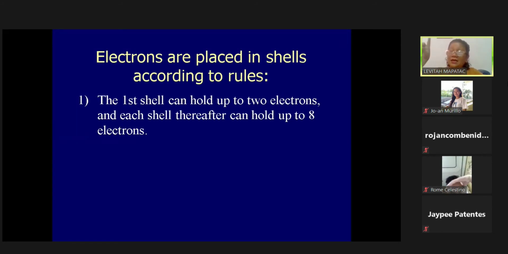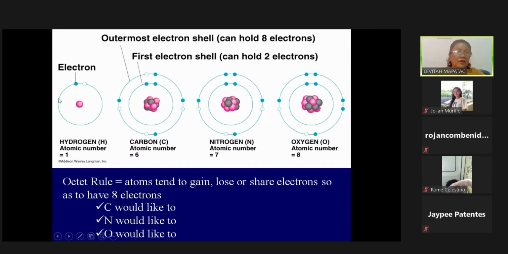First shell, 2 electrons. Next, 8. This is hydrogen. Okay. This is carbon. Carbon has 6. Meaning, how many electrons are in its outermost shell? 1, 2, 3, 4. So, it belongs to group 4A.